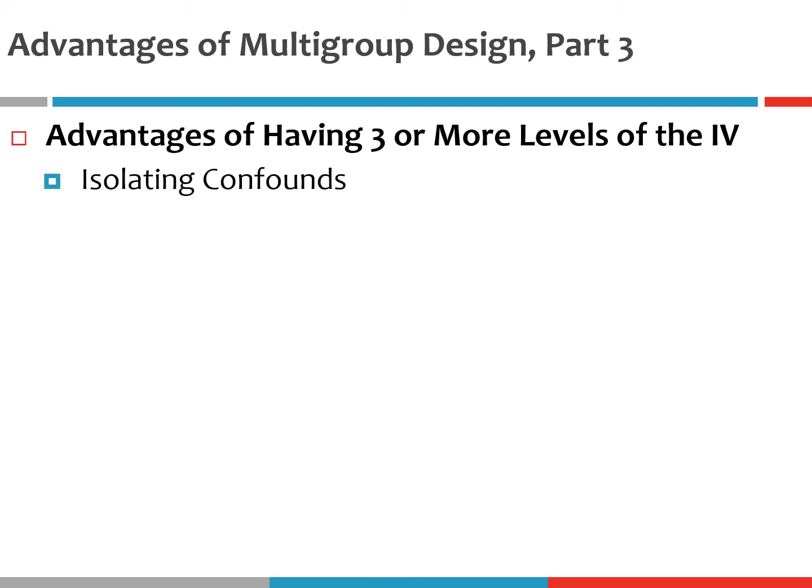Another advantage of having 3 or more levels of the independent variable is you can deal with confounds better. Confounds are your alternative explanations. So there are other variables other than the independent variable that can affect the dependent variable. Right? So you have your independent variable, what you're manipulating. You have your dependent variable, which is what you're measuring. And a confound is something other than your independent variable that can affect your dependent variable. So these are the alternative explanations. And these are bad. These are things you want to control for.